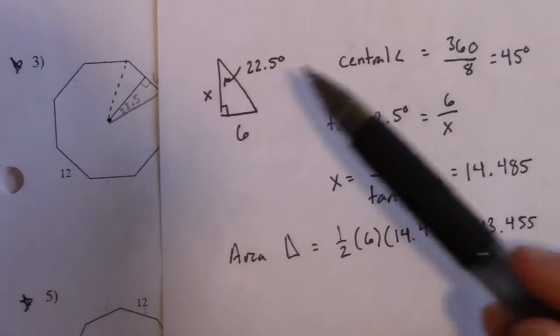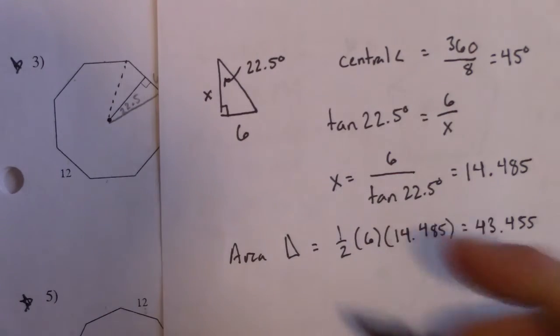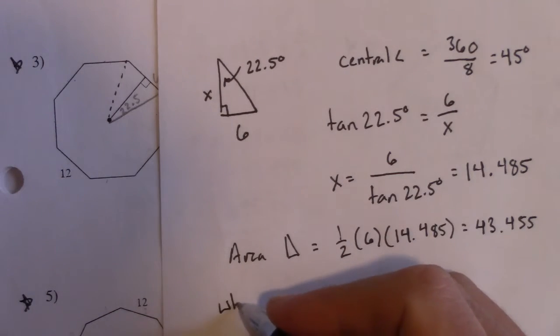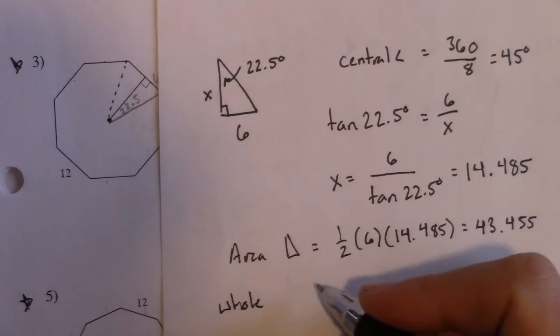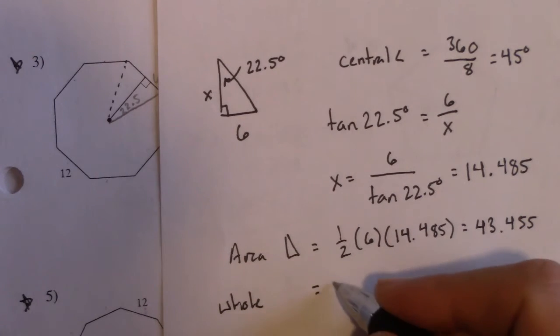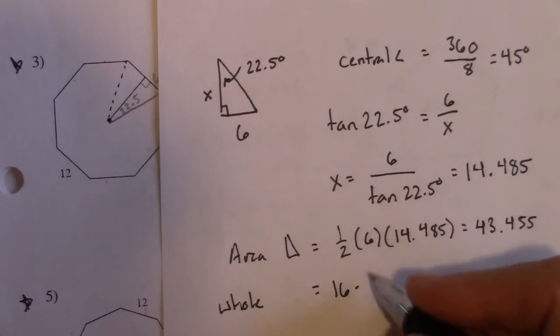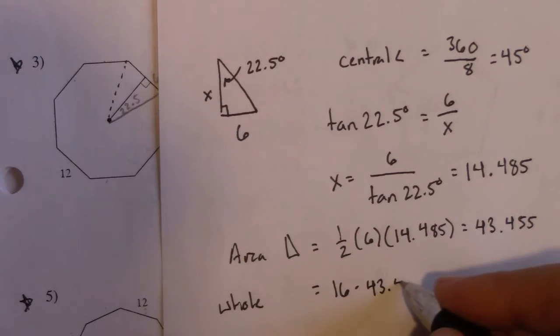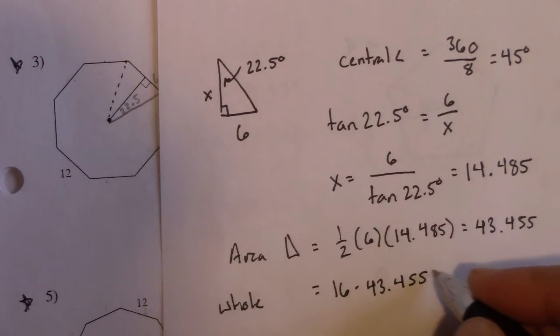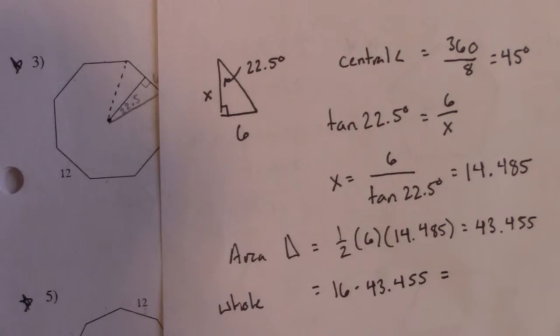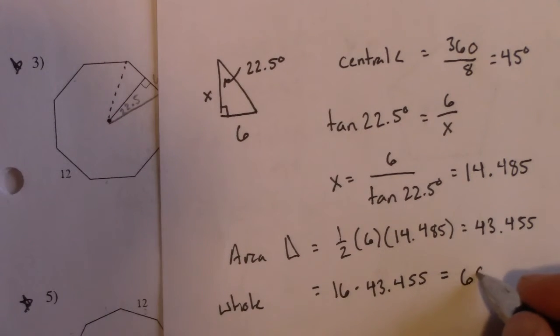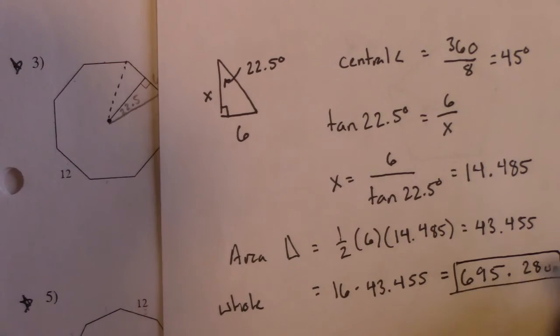Well, since I've got 8 sides, I'm going to have 16 right triangles. So the whole shape is going to be 16 times 43.455, which gives me a final total area of 695.28 units. And then obviously squared.